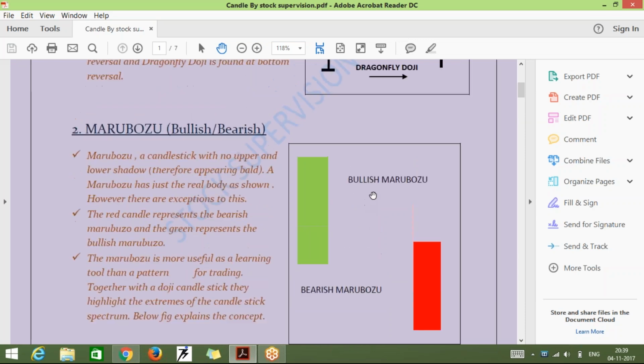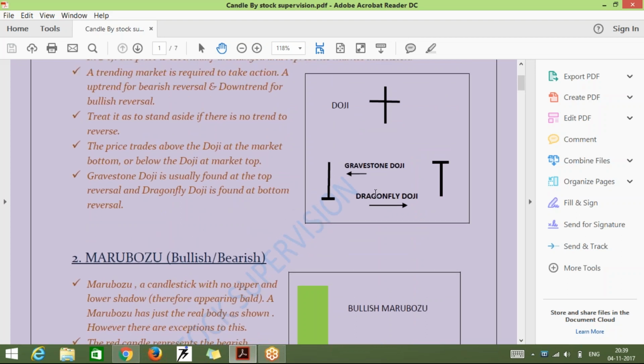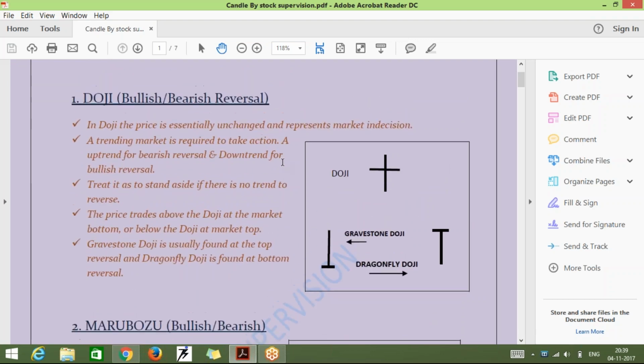In the previous class, I haven't discussed how to trade doji. Let's focus on doji and how to trade it. As I said in the previous class, in a doji there is no change in price, and it represents market indecision. A trending market is required to take action on a doji.